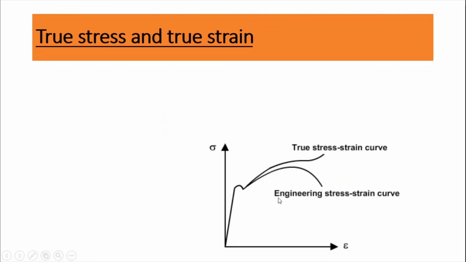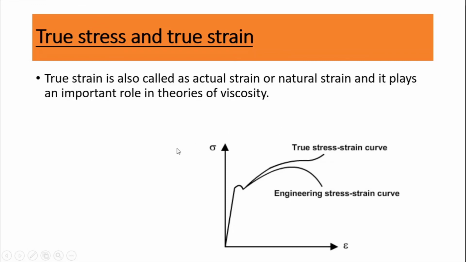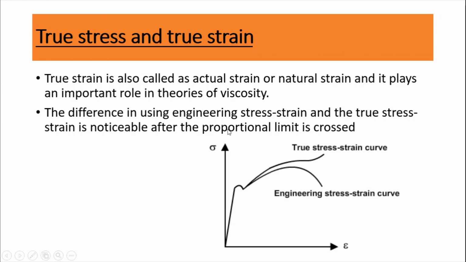So this is the diagram. There are two diagrams. One is the engineering stress and strain, which we have seen, and the second is the true stress and strain diagram. The true strain is also called actual strain or natural strain, and this plays an important role in the theories of viscosity. The difference in using engineering stress and strain and true stress and strain is noticeable after the proportional limit is crossed.